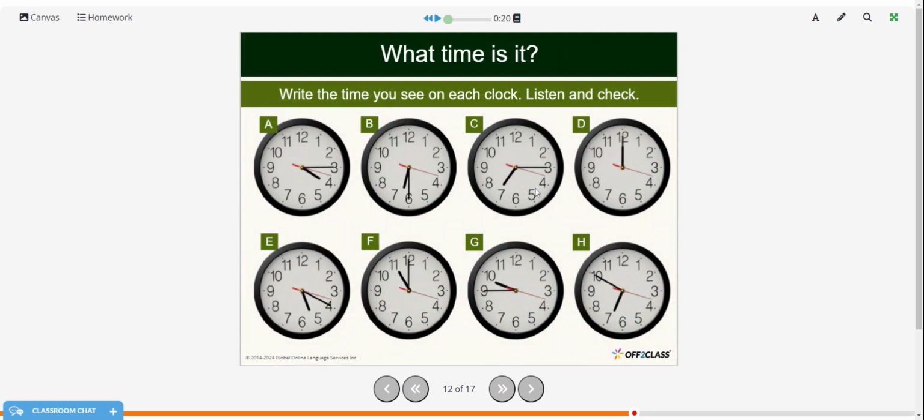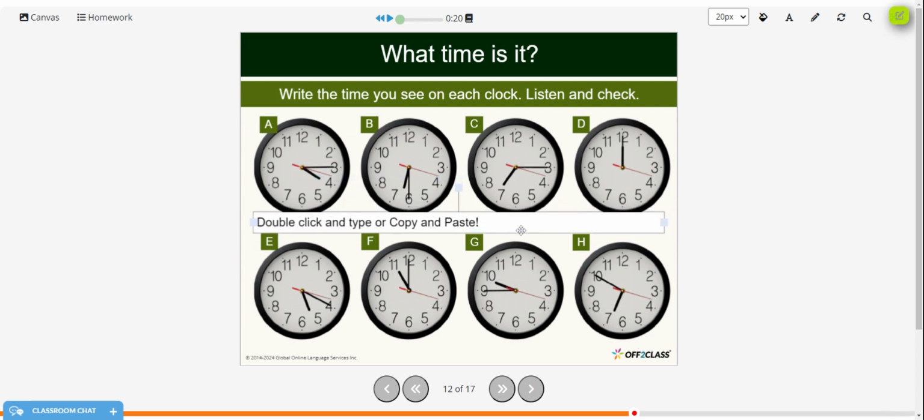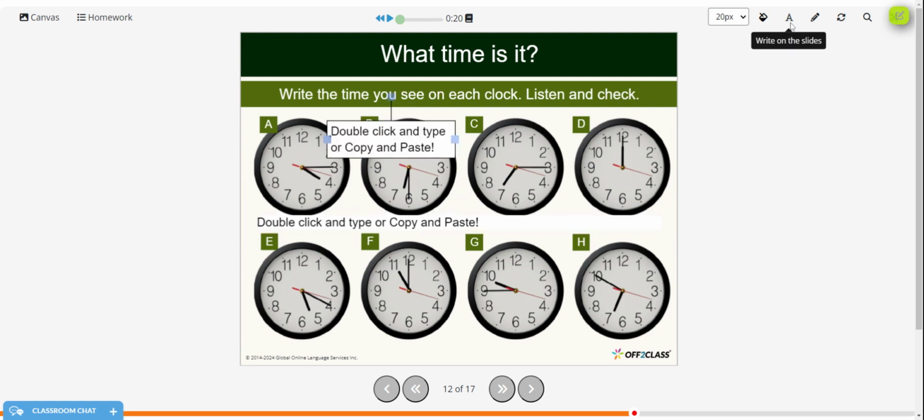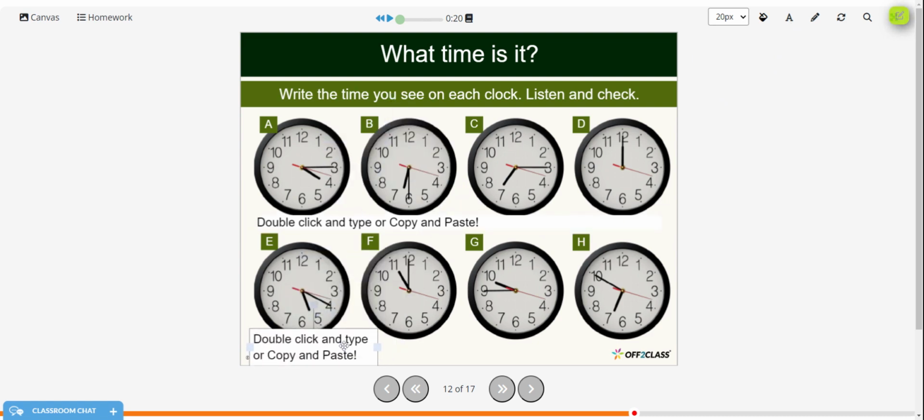All right, so now write down each time that you see on the clock, and then we'll listen when you're ready to check your answers. So go ahead and pause the video, and you can listen or write down the times that you think is shown on each of these clocks, and then we'll listen to check your answers.